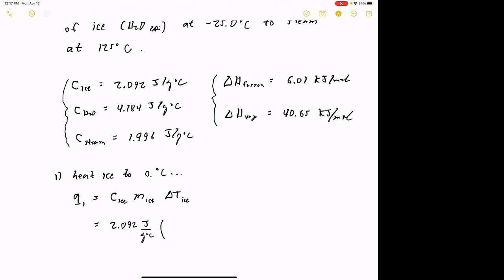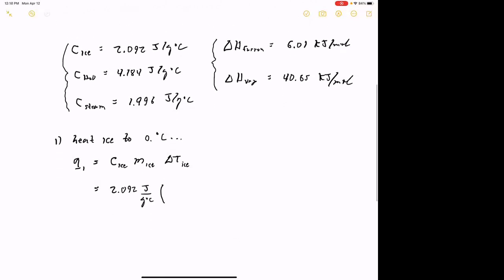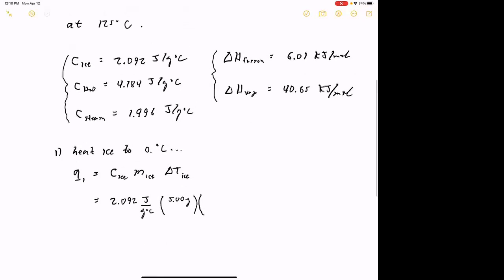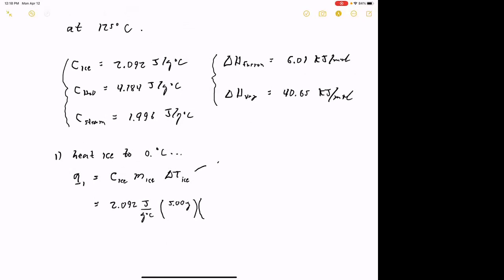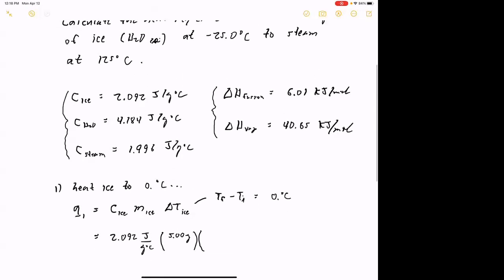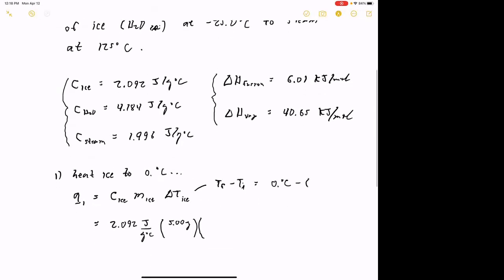Multiply that by the mass of the ice. I think I told you I had 5 grams of it. Now, what's the delta T going to look like here? It's always T final minus T initial, right? Well, my T final here is going to be 0 degrees Celsius. That's what I'm going to heat the ice up to. The T initial is where the ice started, at minus 25 degrees Celsius. So I'm going to get a delta T of 25 degrees Celsius.